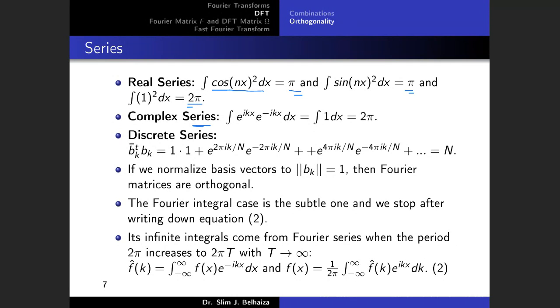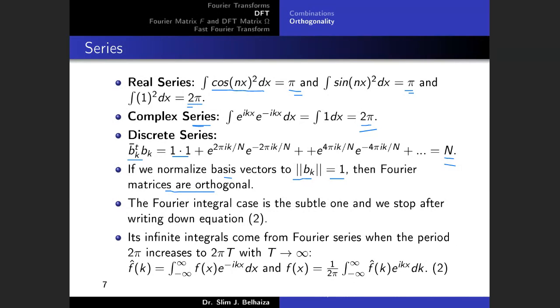For the complex series, we have the integral of e^{ikx} times e^{-ix}, which gives also 2π. And for discrete series, where we have the complex dot product b_k^T conjugate b_k, which always gives n. So if we normalize the basis vectors to magnitude of b_k equals 1, the matrices are orthogonal. And the Fourier integral case is the subtle one, and we stop after writing down the equation.